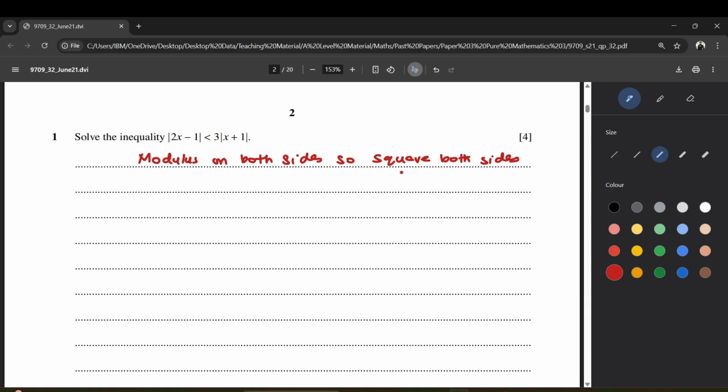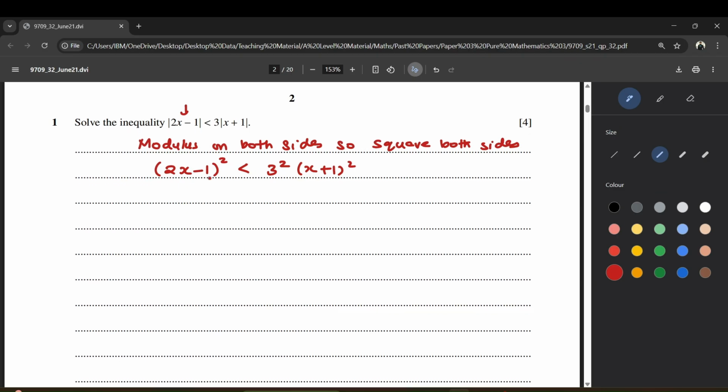When you square both sides, then whether this part was minus or positive, it will still have the same square value. Okay, the square number that will turn out will be the same. So therefore, we can now remove the modulus and we will simply square it. 3 square times x plus 1 square. Now we can just solve this inequality.